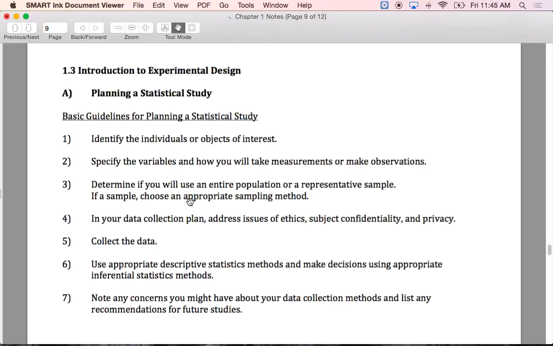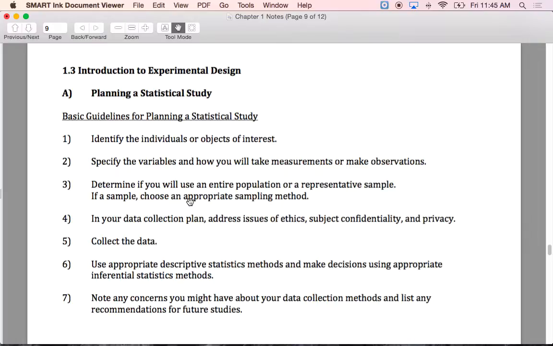Okay, in 1.3, we're doing an introduction to experimental design. So they give you a plan of setting a statistical study, all the steps you have to go through. So you see, we've already talked about some of these things. So you need to identify the individuals, which we've talked about what that means.